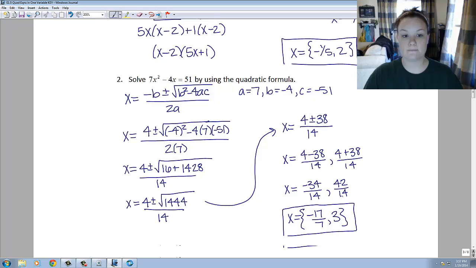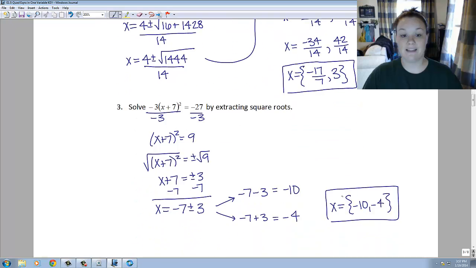And then the last one asks us to solve by extracting square roots. First thing we have to do is get the perfect square item all by itself. So we divide off the -3. Don't forget when you take the square root of both sides to put plus or minus on the right-hand side, which gives us plus or minus 3. We move our 7 over, figure out our two answers, which gives us -10 and -4.